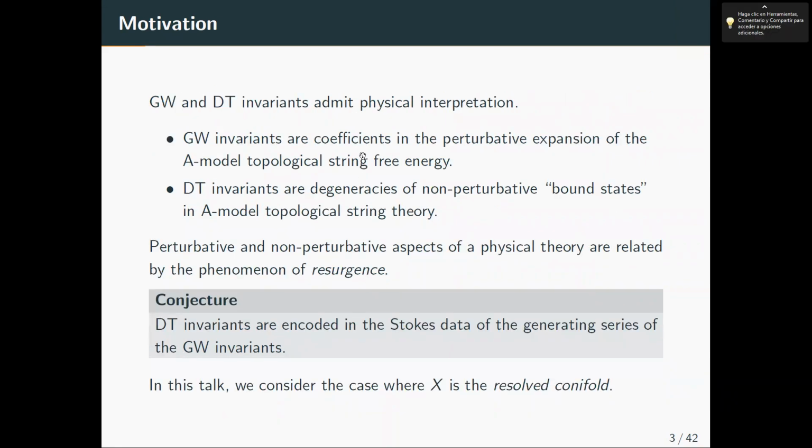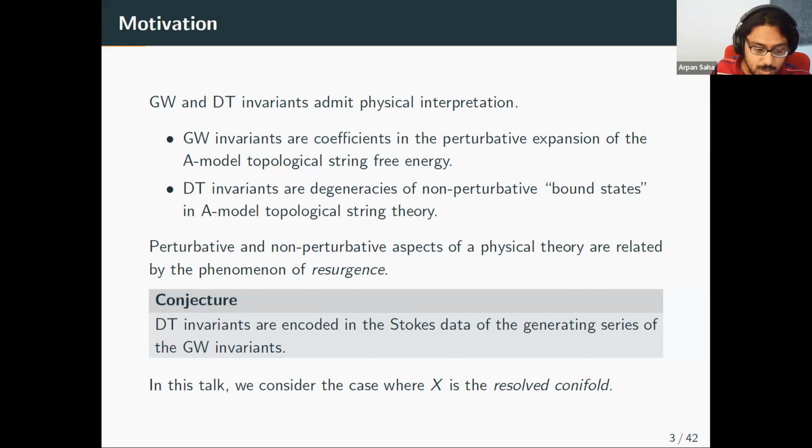Okay. So it turns out that GW and DT invariants both have physical interpretations. Now, GW invariants are coefficients in the genus by genus perturbative expansion of the A-model topological string free energy. Meanwhile, DT invariants are degeneracies of non-perturbative bound states in A-model string theory.